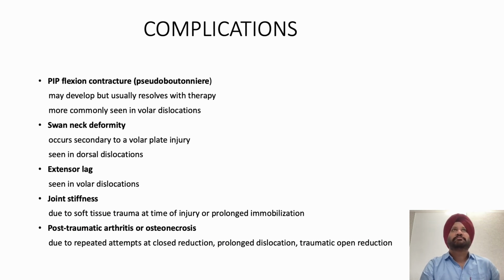Coming to the complication slide, we can get flexion contractures. They may develop but can resolve with therapy, so we need hand therapy for that. We can have swan neck deformity, which is most commonly seen in complex dislocations. Extensor lag, of course, if it is a volar dislocation, is understandable. Joint stiffness is a chronic complication that can develop due to prolonged immobilization and no hand therapy. And of course, post-traumatic arthritis due to repeated attempts at closed reduction or prolonged dislocation or prolonged immobilization as well.